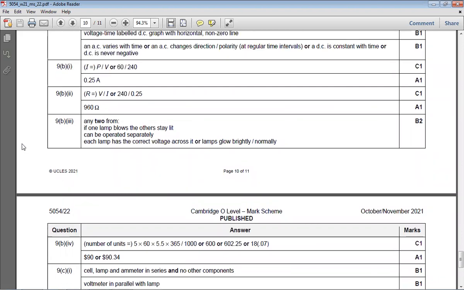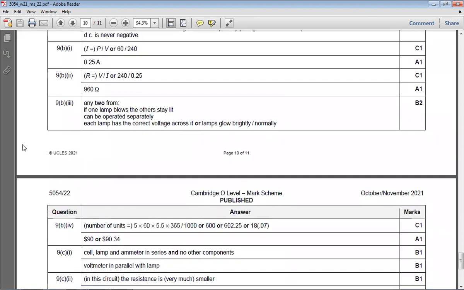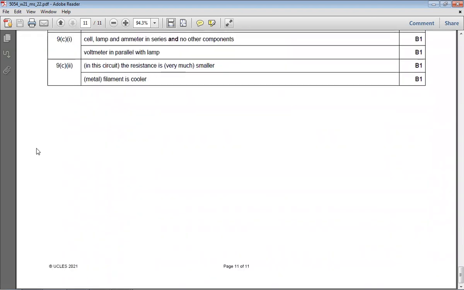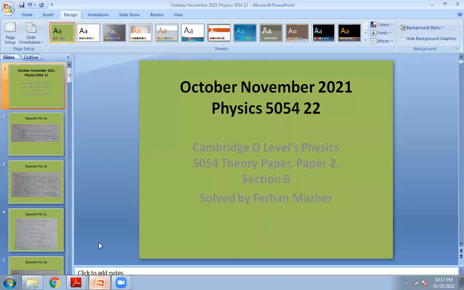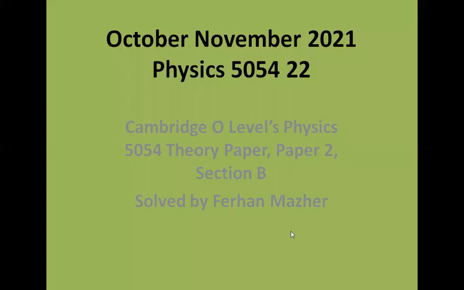I always told you that it's very important to check the marking scheme and compare your answers with it. So, my dear students, today we have done the October/November 2021 Physics 5054/22 paper. This is the theory paper, we call it paper 2. Today we have done section B of this paper. Section A we have already done, and that video has been uploaded on my YouTube channel. In the same playlist, you will find that video above this one.